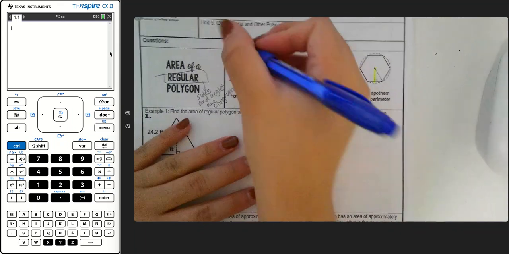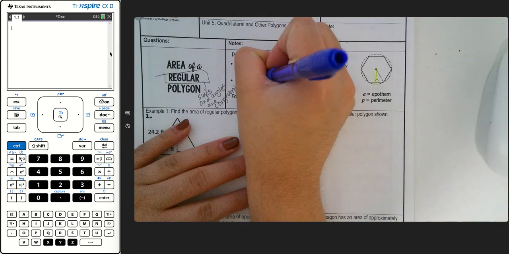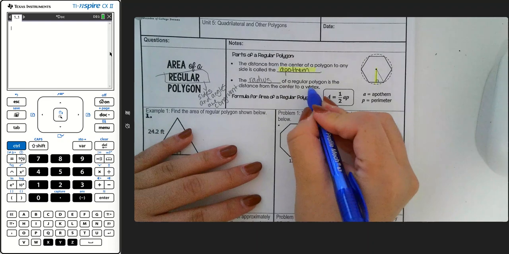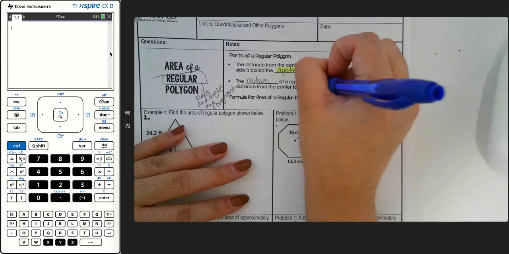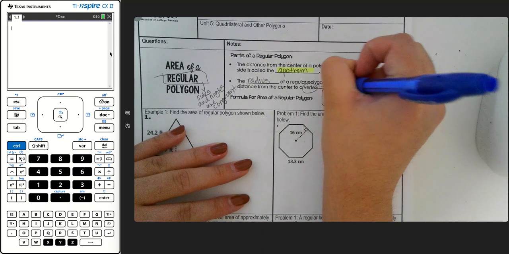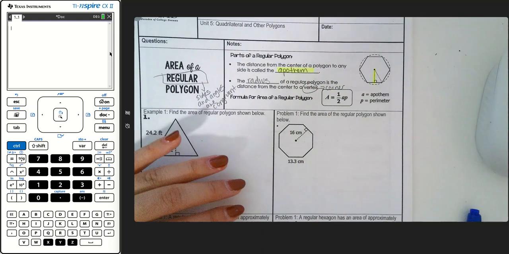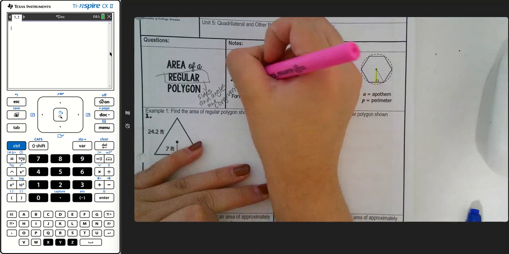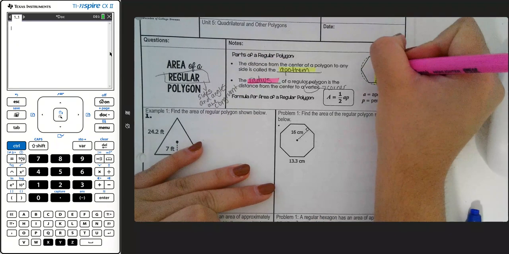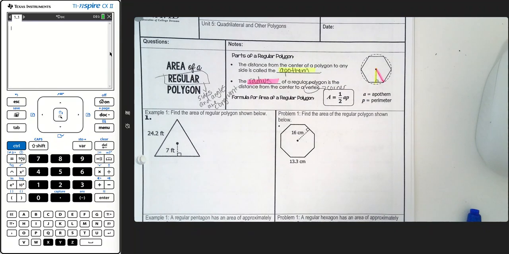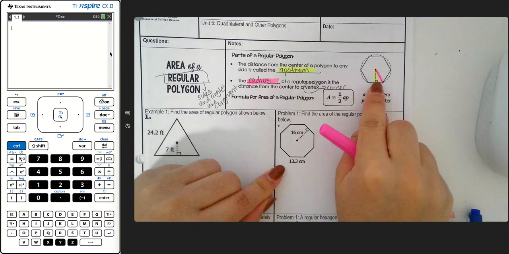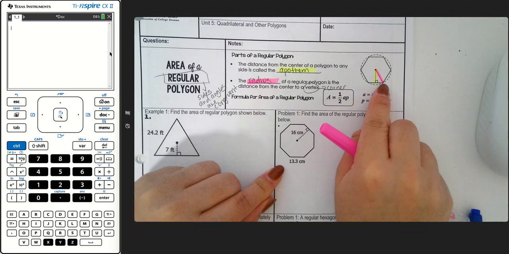And then the radius of a regular polygon is the distance from the center to the vertex. The vertex is just another word for the corner of the polygon. So the radius is the line that goes from the center to the corner of the regular polygon. So that one is it. This line in yellow is the apothem. This line in pink is the radius.